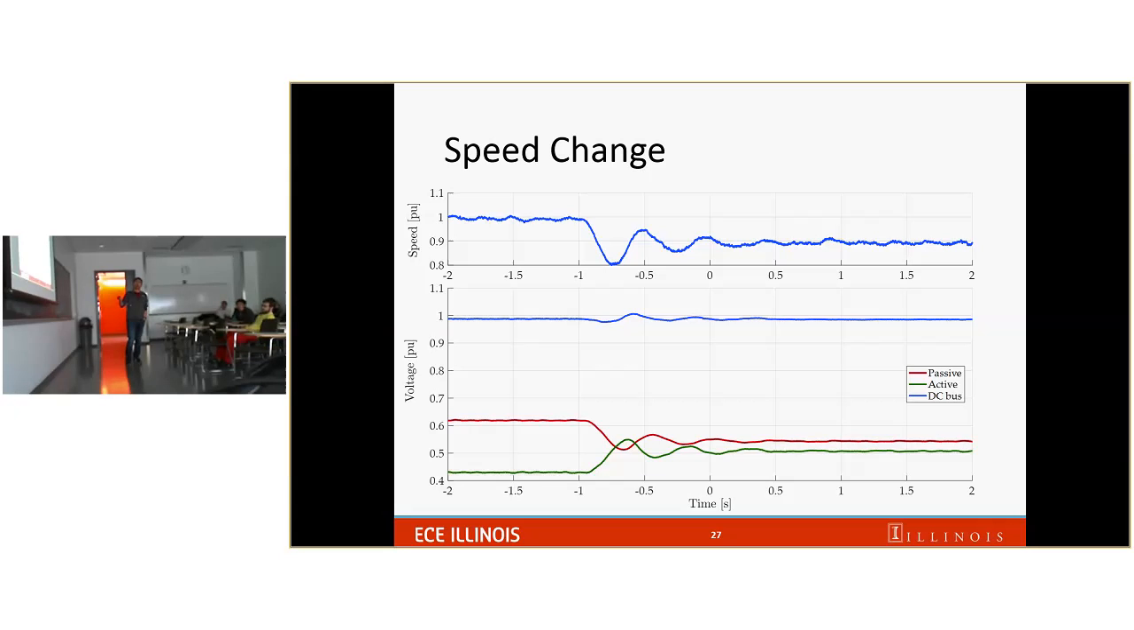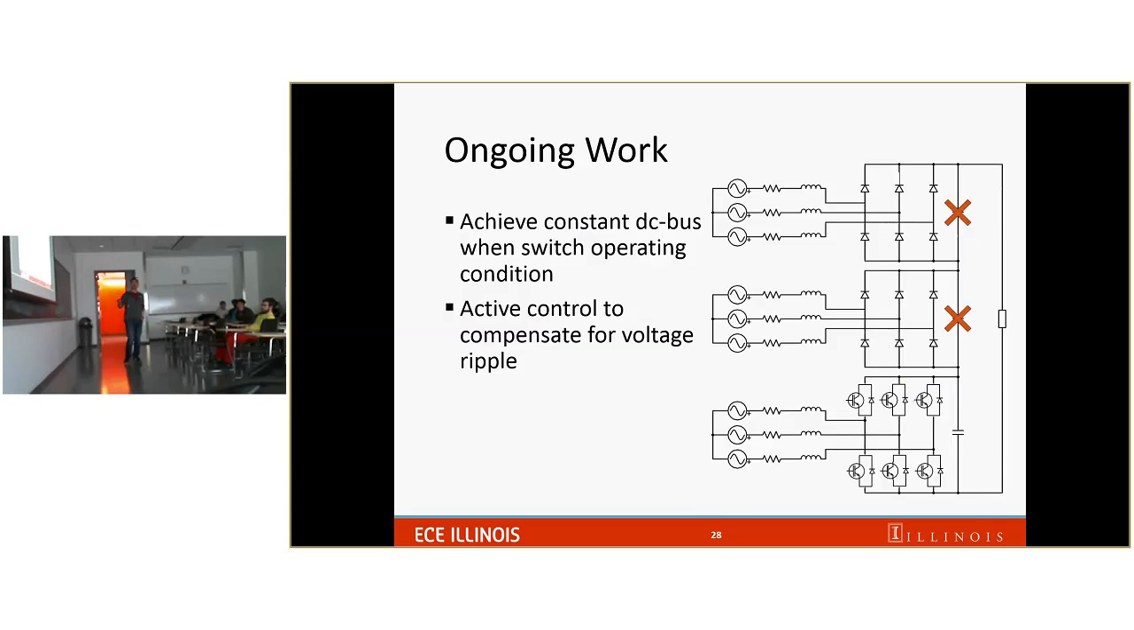However, we are not satisfied with this result because we hope that it can maintain a really flat 1 per unit DC bus voltage in this condition instead of having oscillation here. So that is one of my ongoing items. We want to improve the controller to achieve a flat DC bus voltage under changes in operating condition.